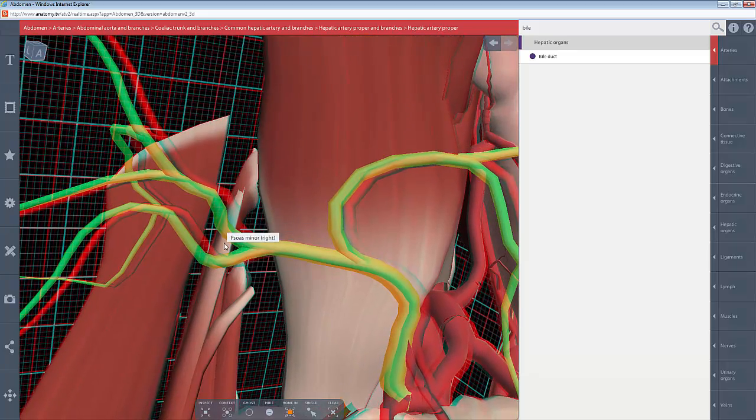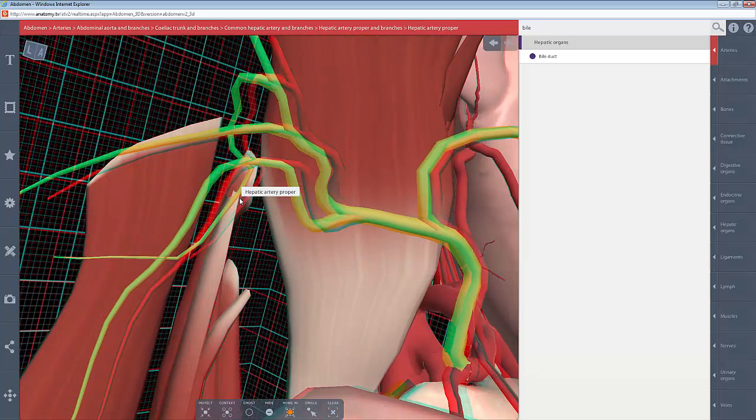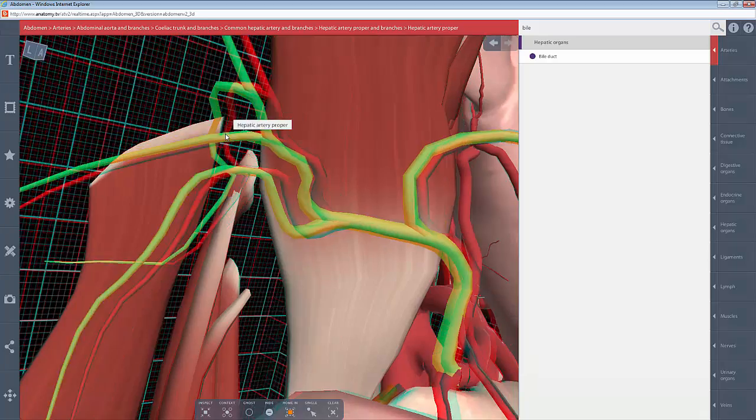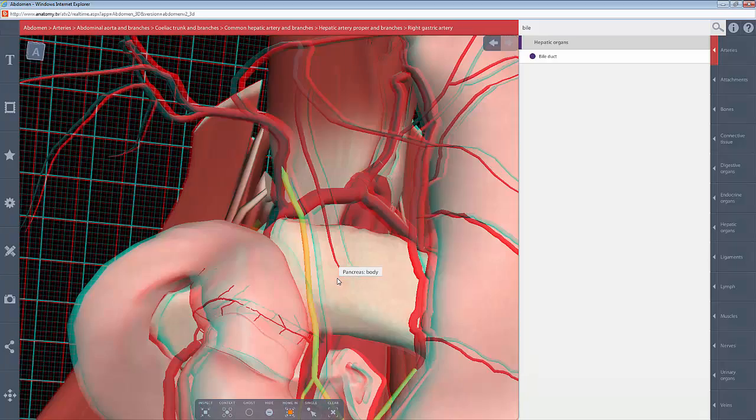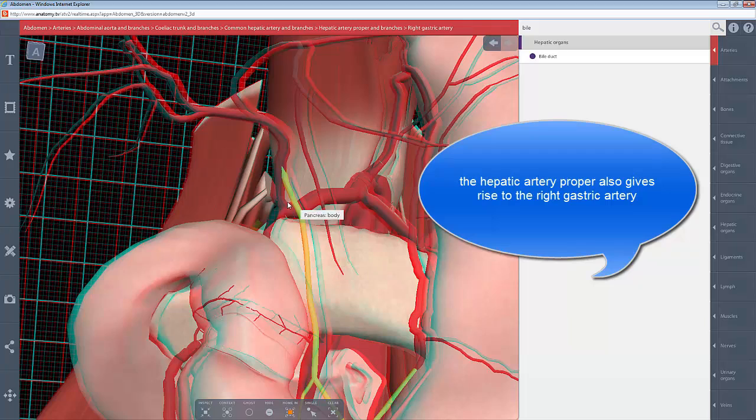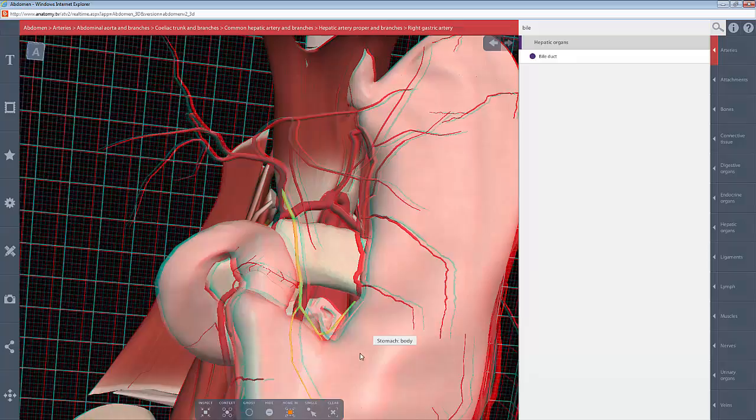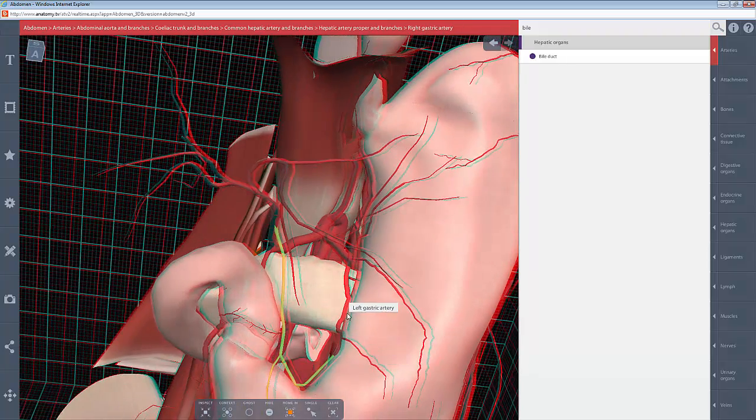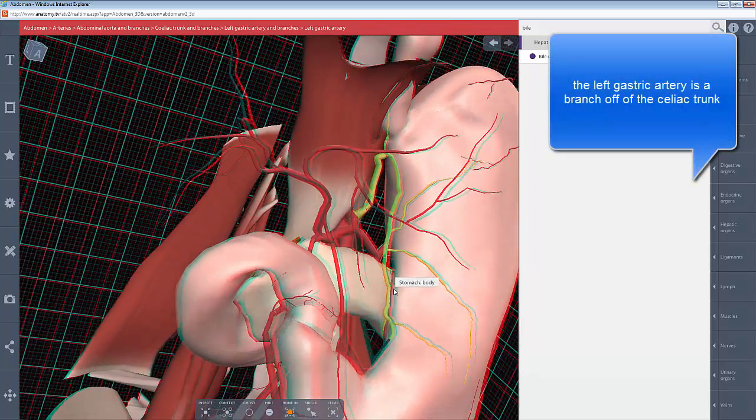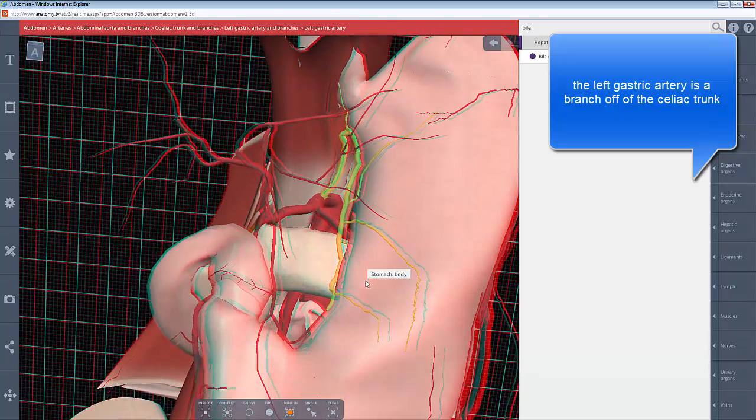The hepatic artery proper will then give rise to the right and left hepatic arteries. And similar to the right and left gastroomental arteries, you have the right gastric artery here, which supplies the lesser curvature of the stomach until it then anastomoses with the left gastric artery, which we can see right here.